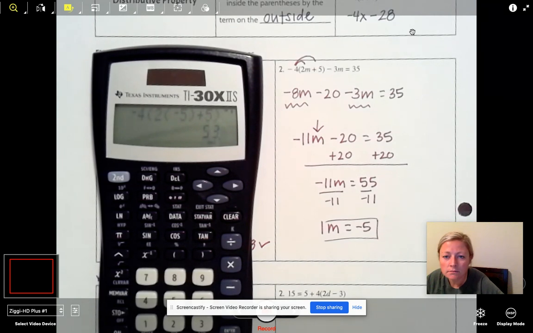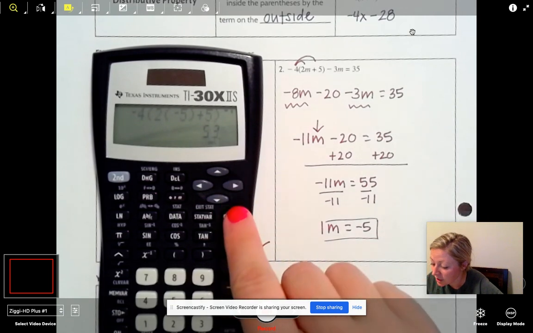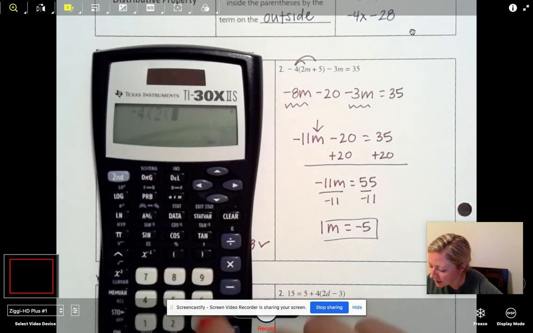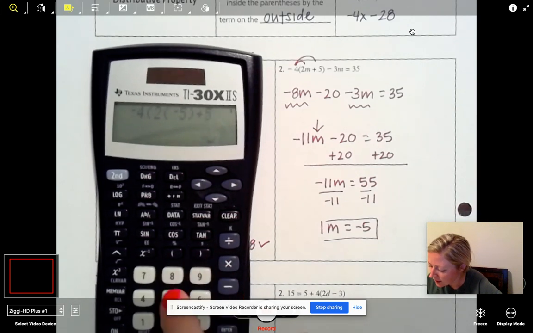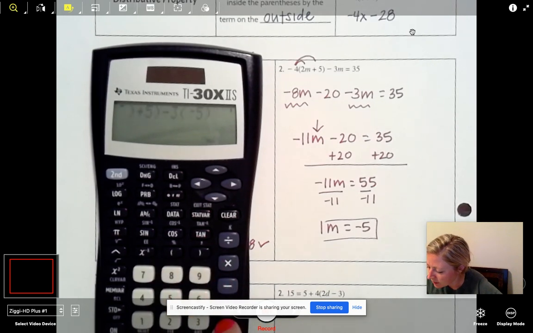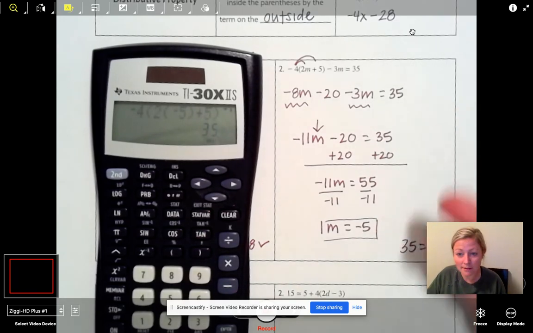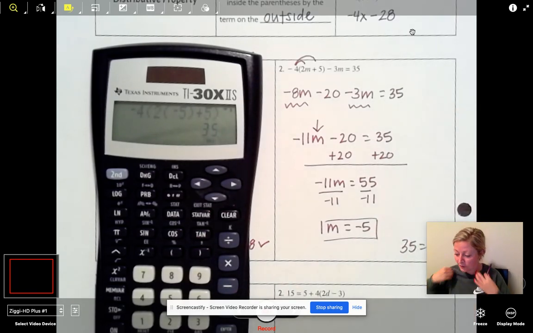53, uh-oh, something didn't go right. See, this is why we check. Let's check it one more time. Negative 4, 2 times negative 5, plus 5, minus 3 times negative 5, 35. Okay, I must have typed it in wrong. So that's why calculators are only as smart as you tell them to be, because I thought we did the math right, and we did, but I typed it in wrong that first time.